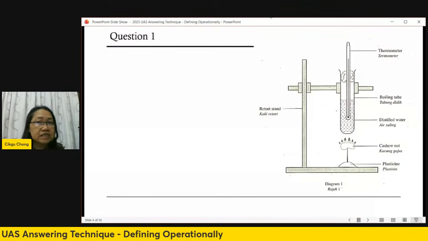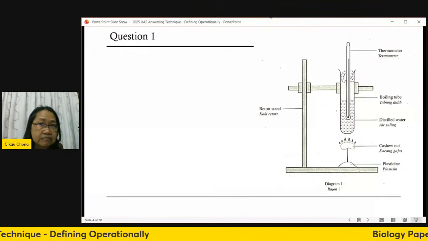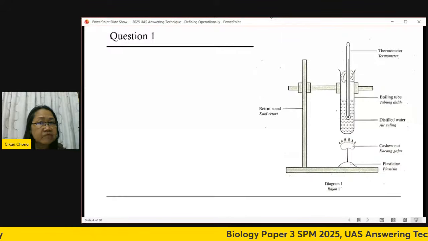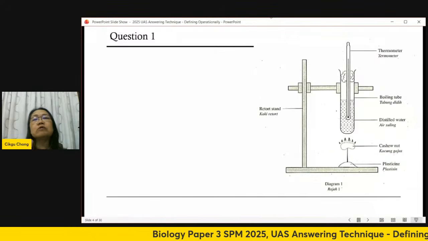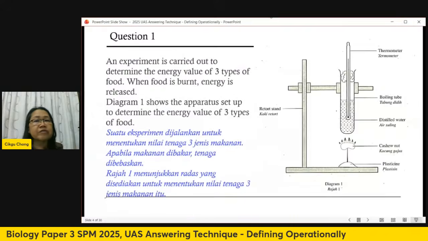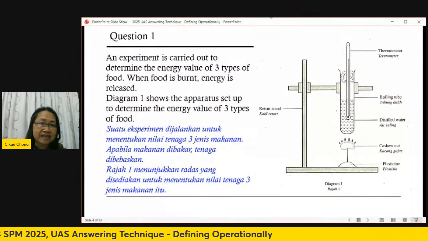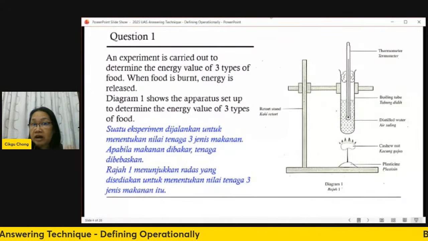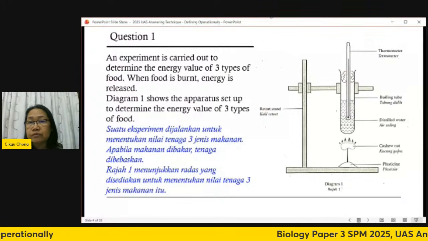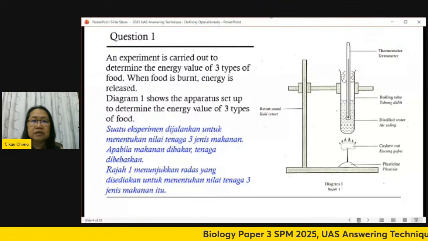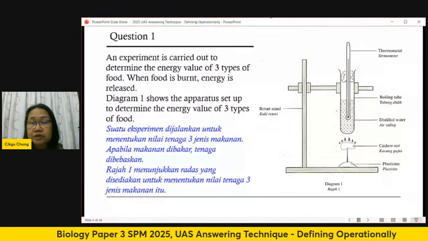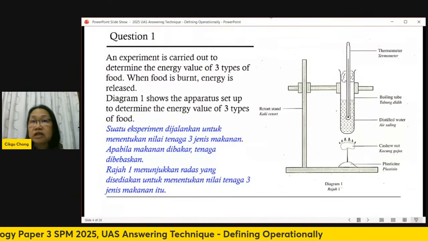2021 is the first year of Ujian Amali Sains, so the year now, 2025, is the 5th time they are having Ujian Amali Sains. Okay, now let's look at the question. I'm sure you can recognize from the diagram what experiment it is. It is an experiment to determine the energy value of 3 types of food. Later you will see in the procedure, or the list of apparatus and materials, what the 3 types of food given to you are.